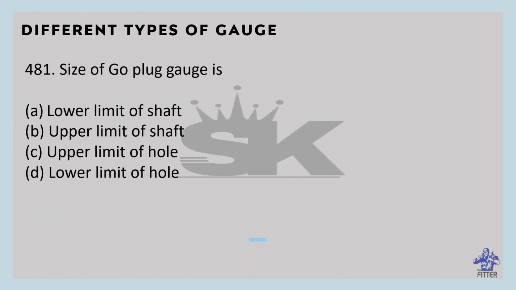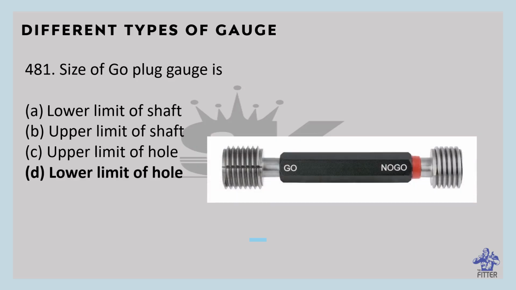Size of go plug gauges is the lower limit of the hole. We discussed that. So this is the plug gauge, with go and no go sets.